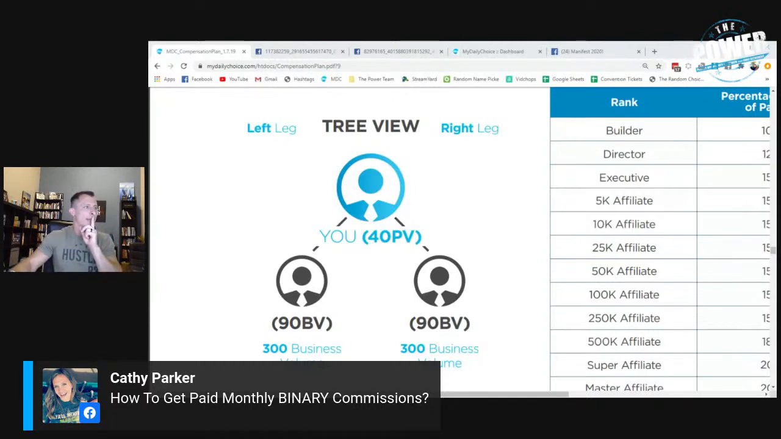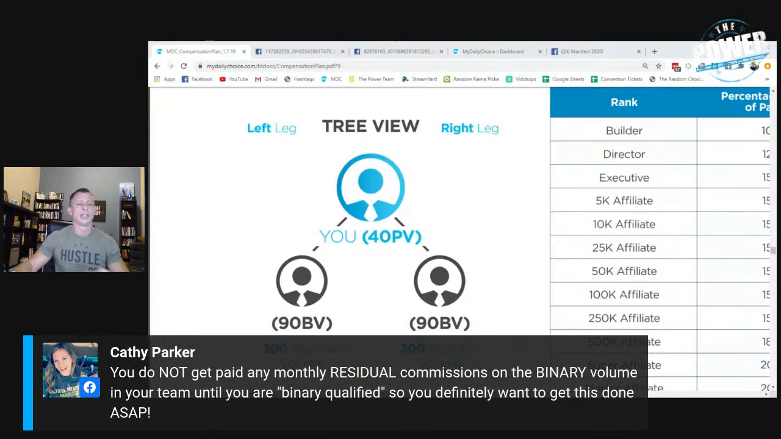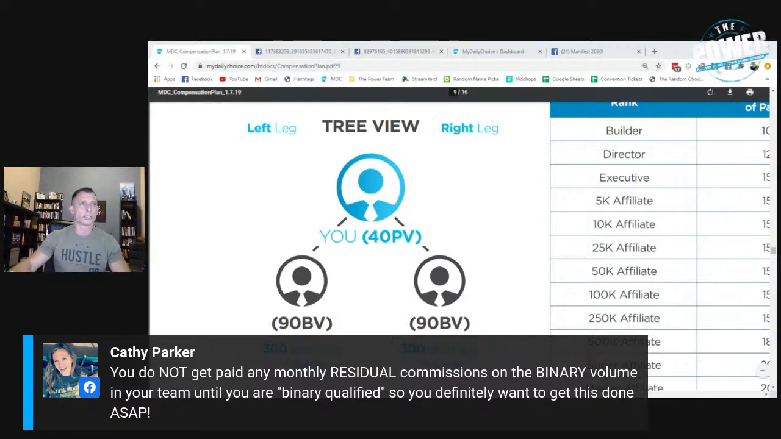And some of the details on that. Okay. I'm going to just throw some comments here so that we have them up on the screen and give you some of the basics. So you do not get paid any monthly residual on the binary volume until you're binary qualified. So this is something you want to be extremely motivated and excited to get done as fast as possible. Okay. So number one, there are a few different requirements. And if you look on the screenshot, look at the screen, guys.